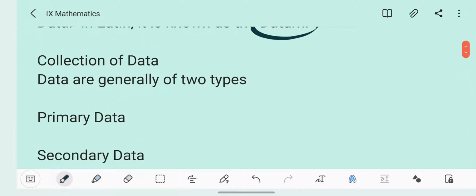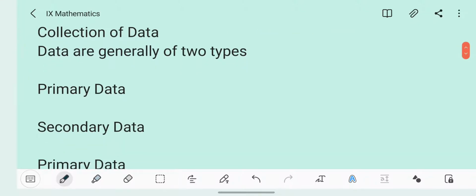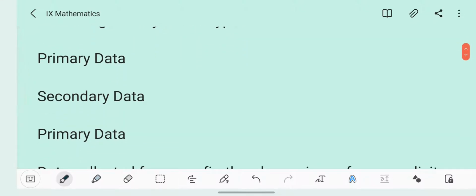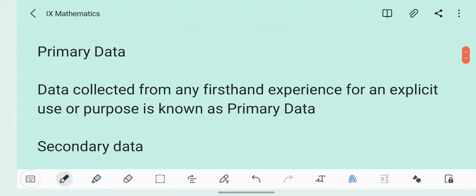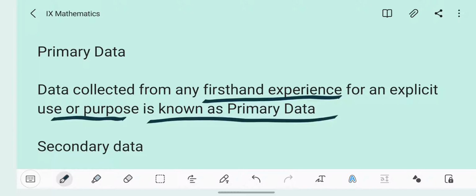Collection of data. Data are generally of two types. One is primary, another one is secondary. Primary data is collected from first-hand experience for an explicit use or purpose, and is known as primary data.